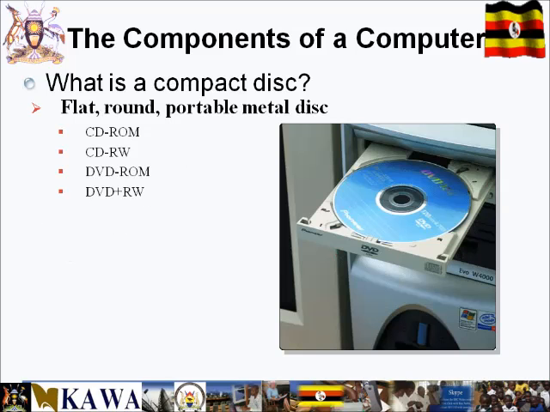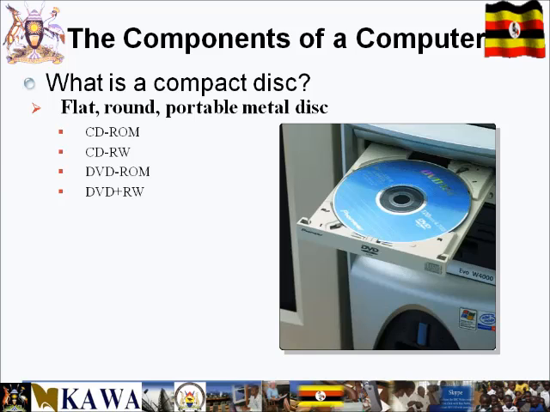Then we also have the compact disks, which are flat, round, portable metal disks. Of course, it can be a CD-ROM, CD-RW, or writable, CD-ROM, DVD-ROM, and DVD-RW.